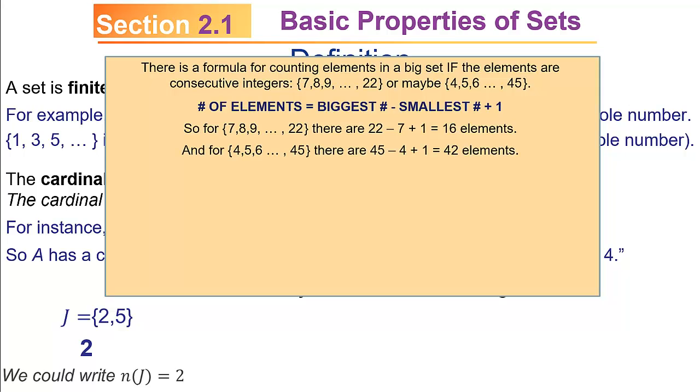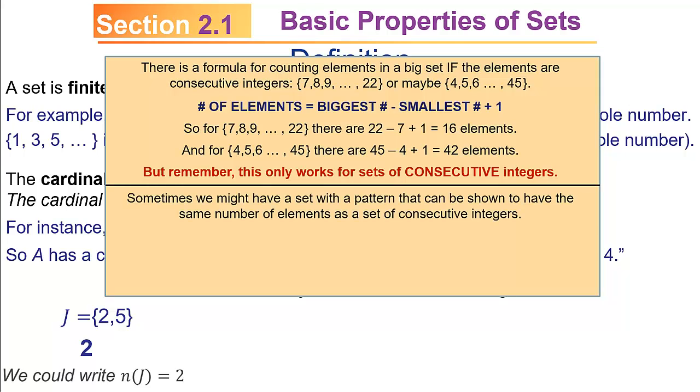If I took the 4, 5, 6, to 45, it would be 45 minus 4 plus 1, and that comes out to 42. This only works for consecutive integers, though. If they're not consecutive, you can't use this formula. With one exception. Sometimes you have a set with a pattern that can be shown to have the same number of elements as another set that does have consecutive integers.